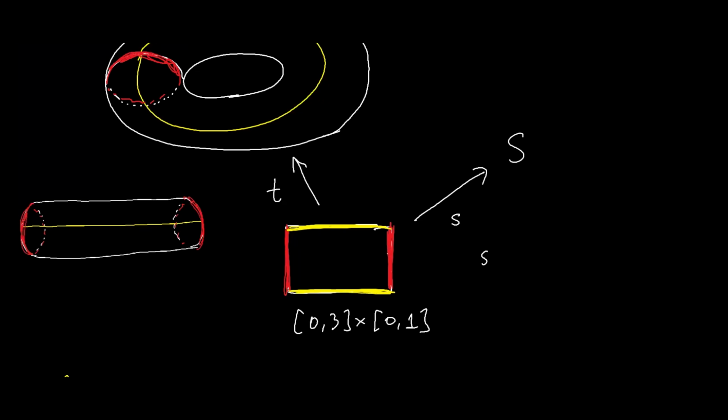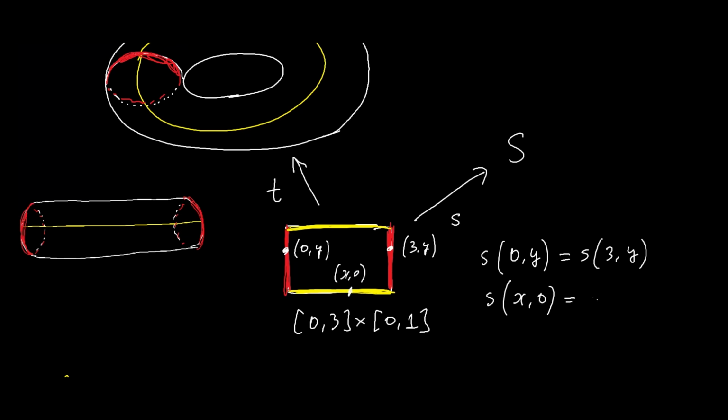So I'm describing the fact that I want my rectangular piece of paper to be folded in a certain way. So s of coordinates of the form (0, y) must always equal s of (3, y). So here is an example for point (0, y), and here is another point (3, y). But I also want the yellow parts to match, right? So I also want s of (x, 0), a random point here, to match with s of (x, 1). So I want the values of s on those points to be the same.